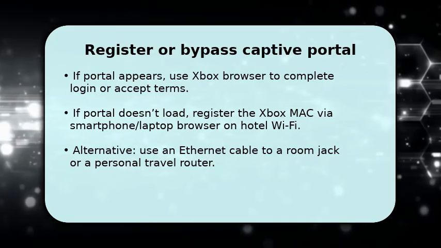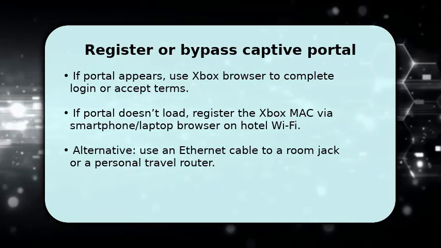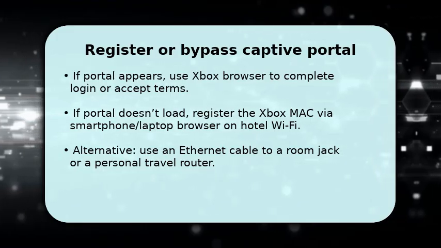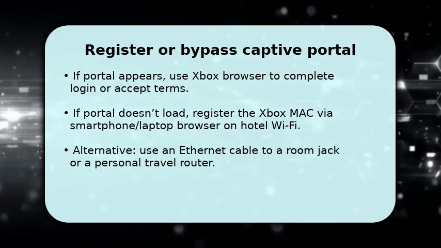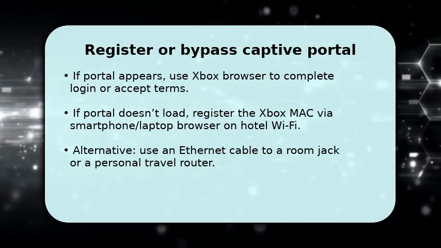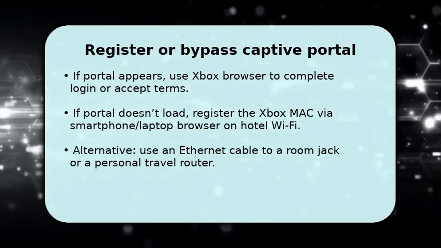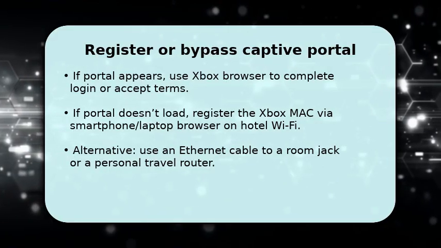If the Xbox browser loads, sign in with room info, accept terms, and test connectivity. If the portal won't appear on Xbox, connect your phone or laptop to the hotel Wi-Fi, open the portal, and register the Xbox MAC address so the console is authorized. Once done, reconnect the Xbox.